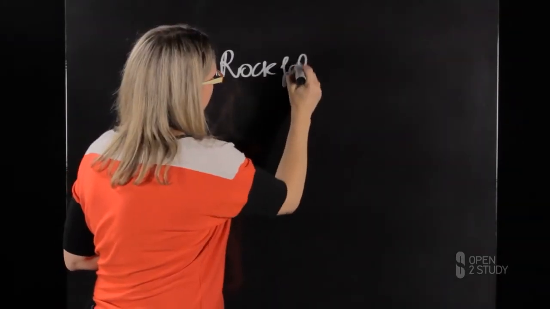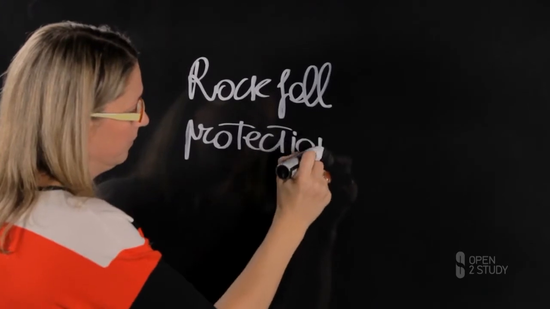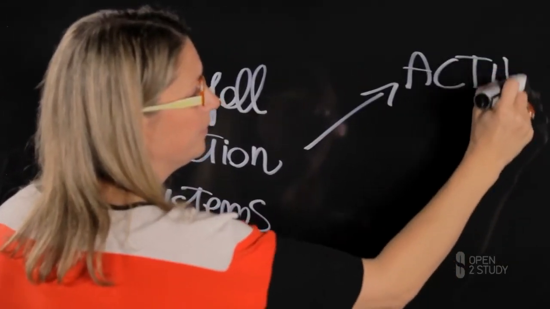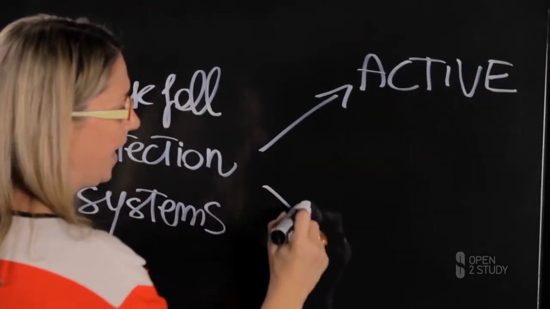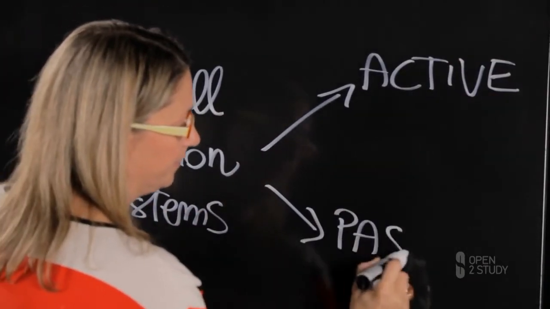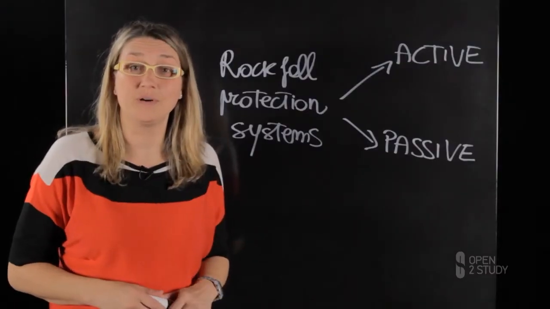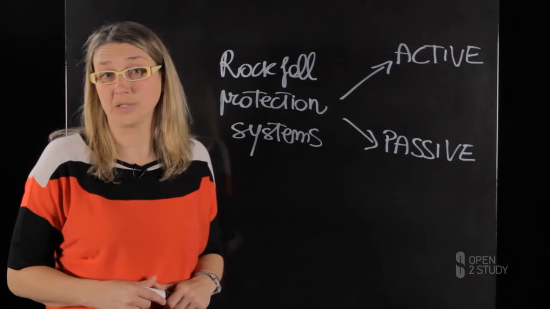Rockfall protection systems can be classified in two main categories: active systems and passive systems. Next, we will define passive and active protection systems. Active protection systems are designed to prevent the instability from occurring.